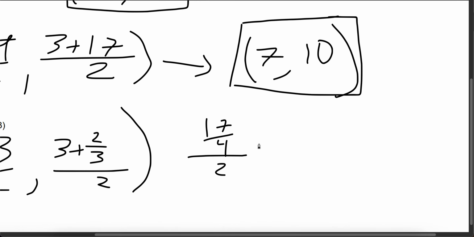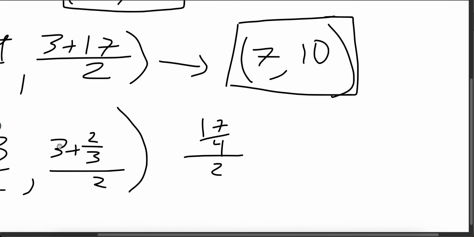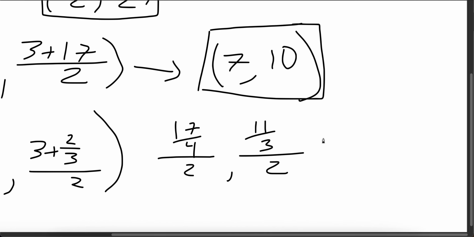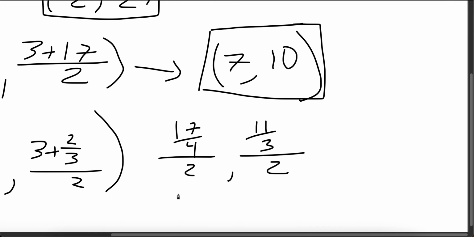And then 3 plus 2/3. We know 3 is 9/3. We want to get the common denominator. So 9 plus 2 is 11, so 11 thirds over 2. So our final answer should be 4 times 2 is 8, 3 times 2 is 6. So we'll end up with 17 eighths and 11 sixths.